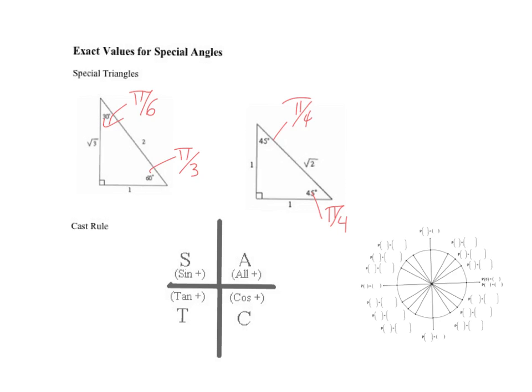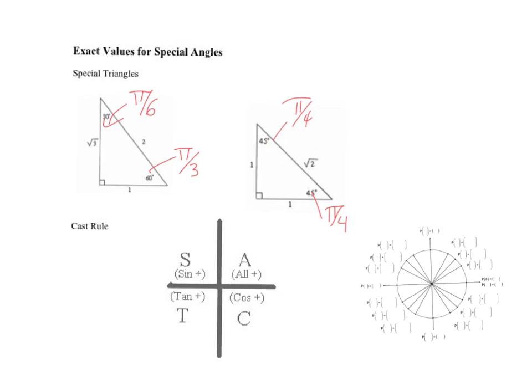When you look at A, it stands for all. All of the ratios are positive in that first quadrant. S means sine is positive, which means cosine and tangent are negative there. Sine is the only one that's positive, well, that and its reciprocal. And then for T, tangent is positive.